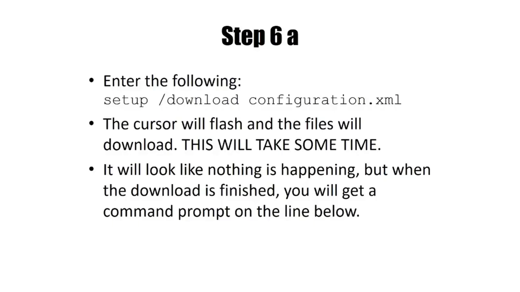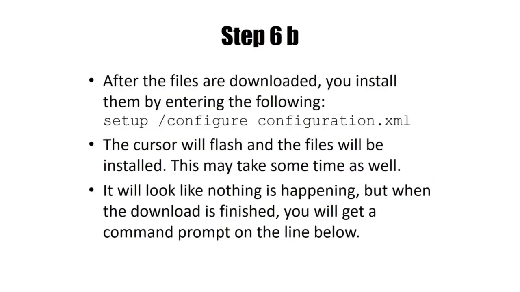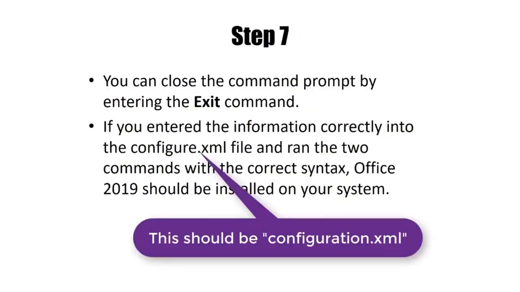When the download's finished, the cursor will move to the line below, and then you enter the second command, which is setup /configure with your configuration.xml. And once again, when it's done, it may take some time, not nearly as long as a download file, but when it's finished, you'll get a command prompt on the line below again. When you're all done, you can close the command prompt by entering the exit command, and if you've entered the information correctly into the configuration.xml file, and if you've run the two commands with the correct syntax, Office 2019 should be installed on your system.